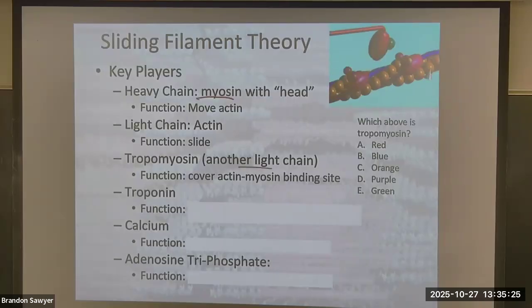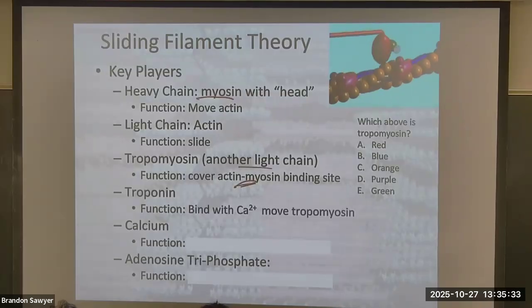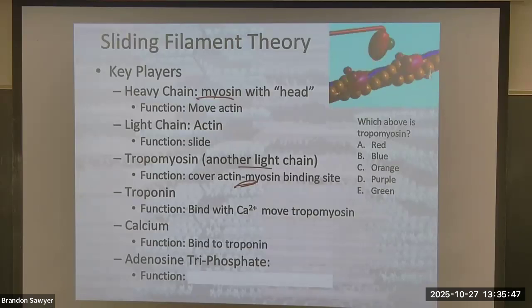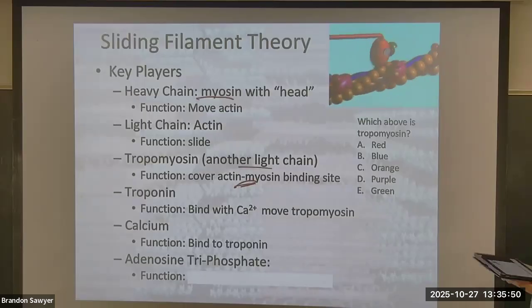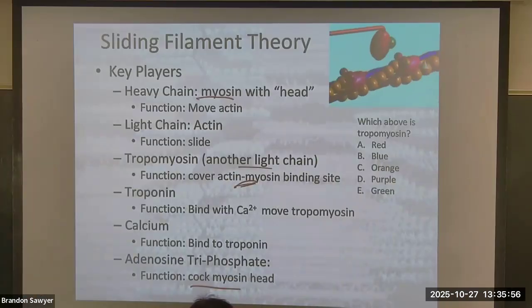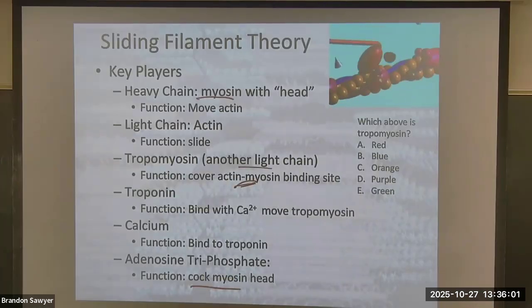So this is another light chain. This is the one that's covering the actin-myosin binding site, so it's blocking it. It's getting in the way. Troponin we talked about is the one that calcium binds to. Its shape is going to change when calcium binds to it, which then helps allow for that cross bridge to form between actin and myosin. Calcium is key in binding to troponin and changing its shape. And then ATP, or adenosine triphosphate, is key in not actually causing the sliding, but cocking the myosin head, putting the myosin head into its power packed position. So those are our key players here.